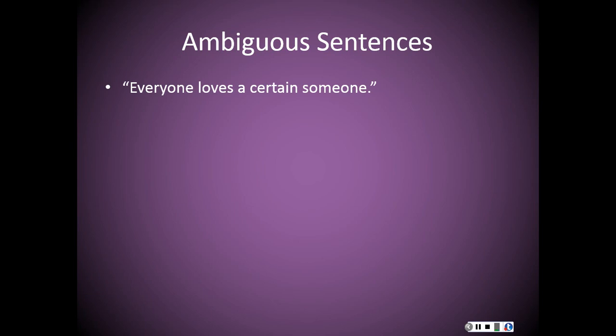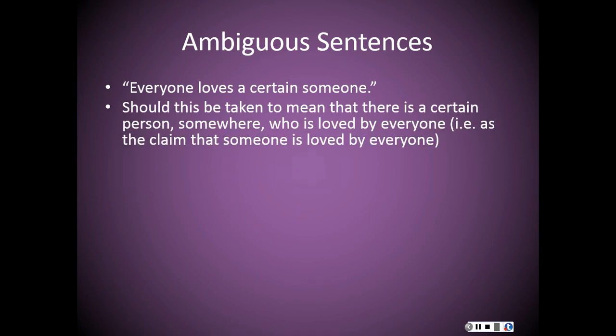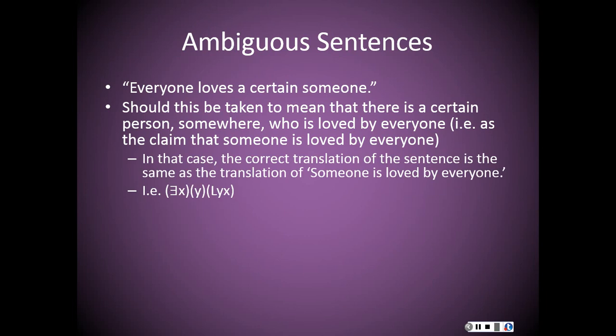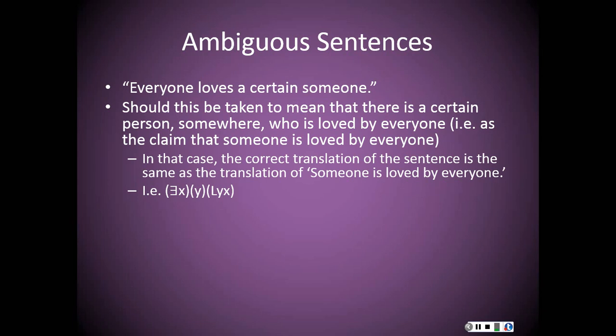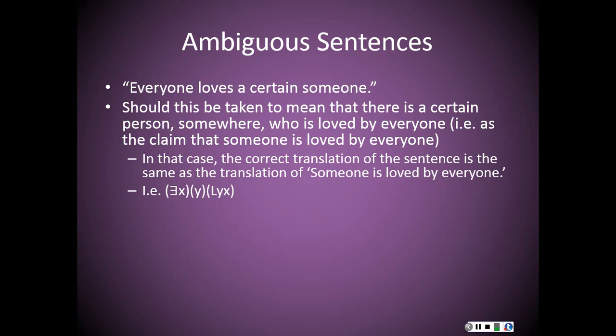Consider the sentence, everyone loves a certain someone. Now this sentence could be taken to mean that there is a certain person, somewhere, who is loved by everyone. That is, it could be taken to express the claim that someone is loved by everyone. So in that case, the correct translation of this sentence is the same as the translation of "someone is loved by everyone." And we've already seen how to translate that sentence. It is: there is an x such that for any y, y loves x.